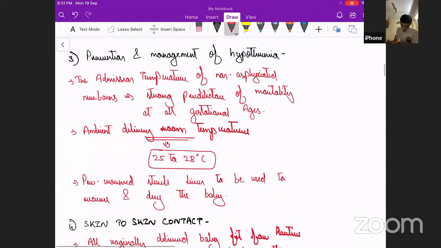Next is the prevention and management of hypothermia. So again, we give very much importance to temperature in newborns.